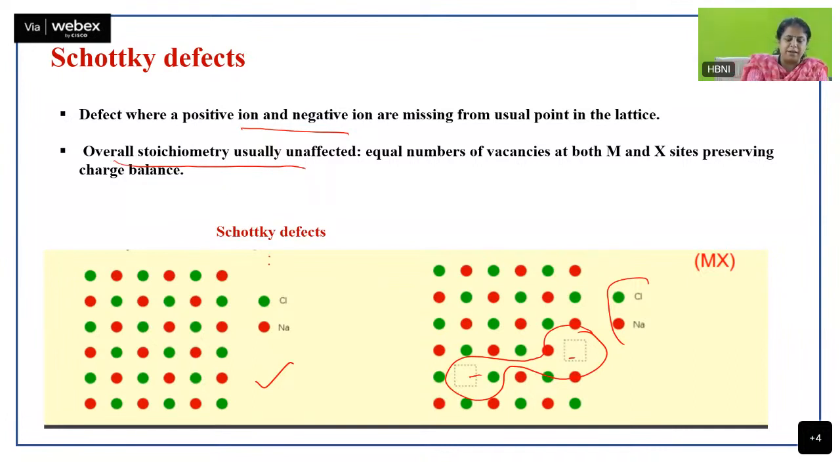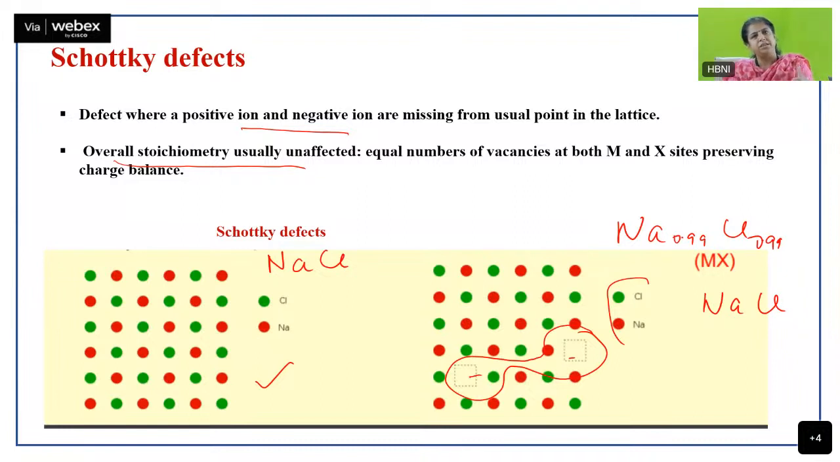What do we mean to say here? This was NaCl and this is Na0.99Cl0.99, which can again be written as Na1Cl1. So it does not disturb the electroneutrality, it does not disturb the stoichiometry.